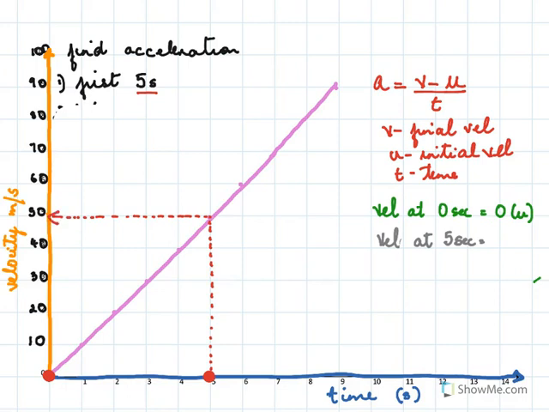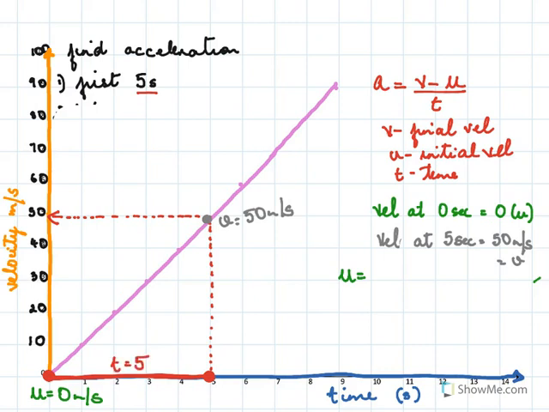This is the velocity at 5 seconds, and we see the velocity at 5 seconds is 50 meters per second, which is v. So in this sum now, your u, initial velocity, is 0 meters per second, and your final velocity, which is v, is 50 meters per second. And your time taken for this change is the time between 0 seconds and 5 seconds. So the time taken here is 5.